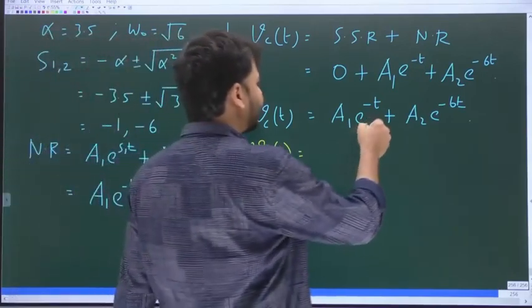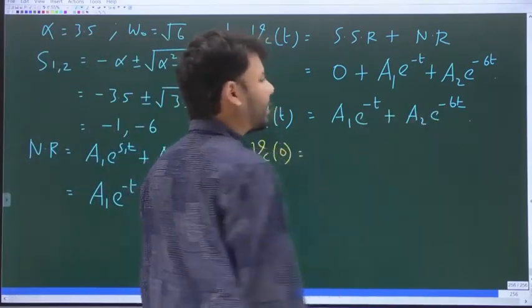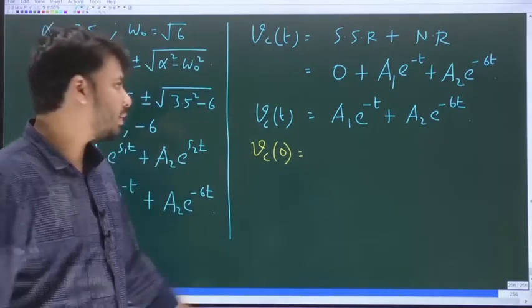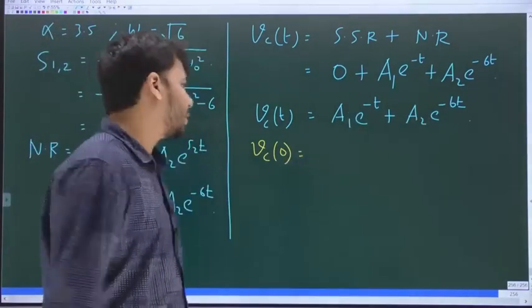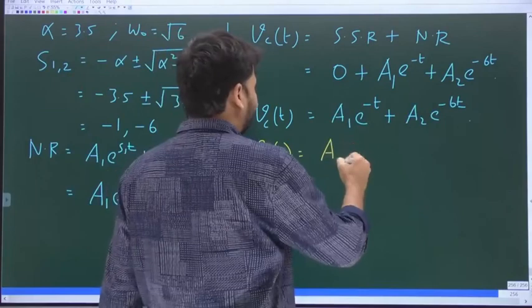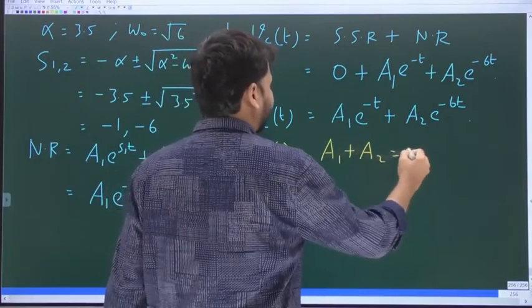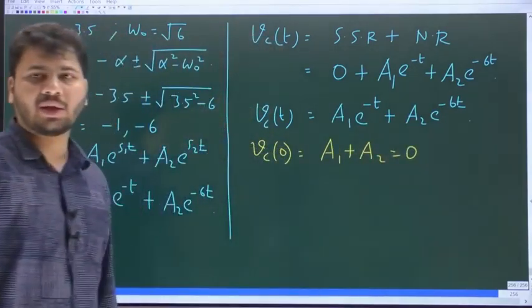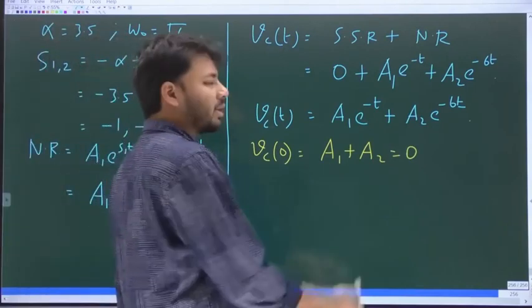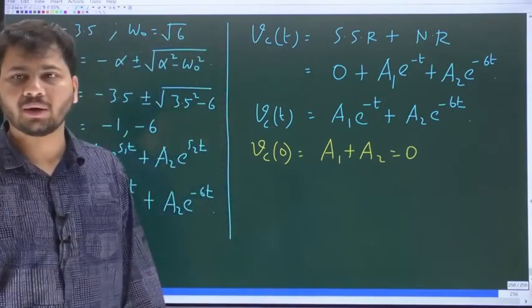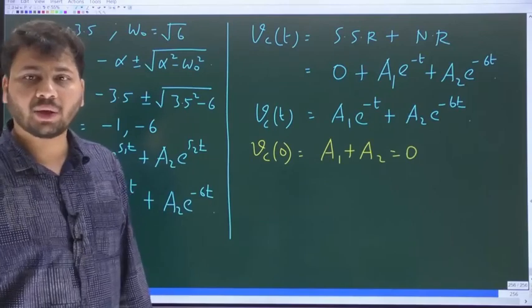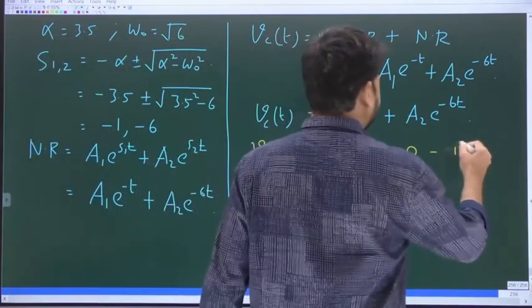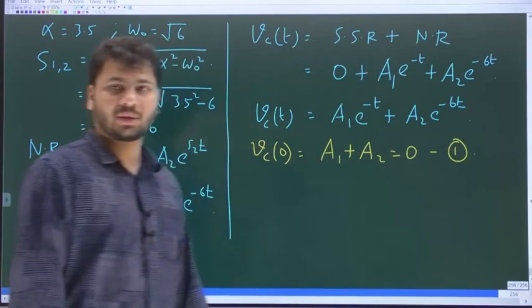If you put t equal to 0, e power minus t and e power minus 6t both become what? 1, e power 0. Now Vc of 0 will be A1 plus A2, and the given value of Vc of 0 is 0. So our first equation for A1 and A2 is A1 plus A2 equal to 0. Let's call it our first equation.